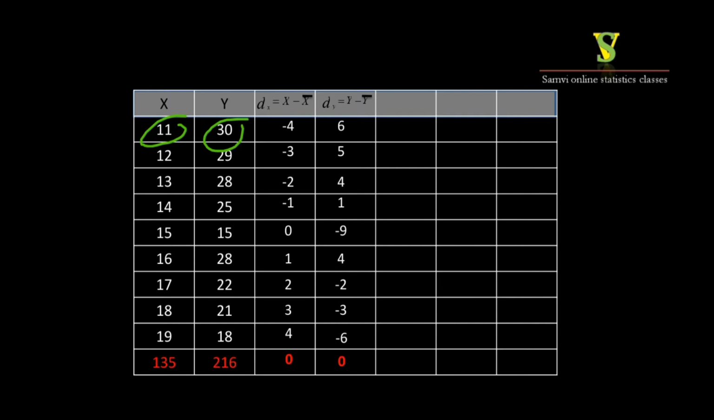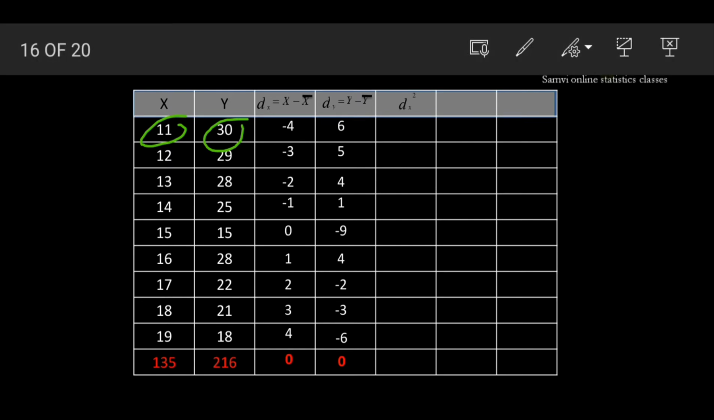Once you have calculated dx and dy, now you have to calculate dx square and dy square. So first we move to dx square. If you want to find dx square, how to find it?